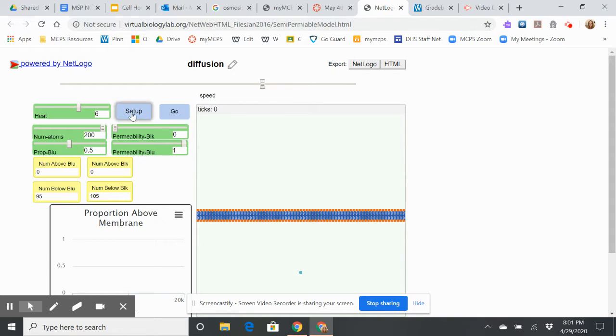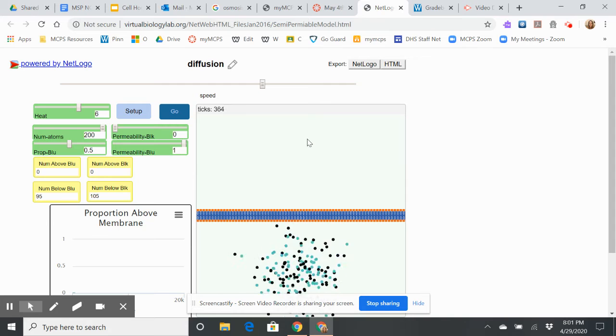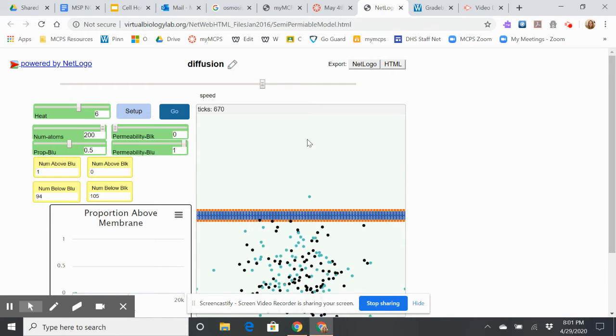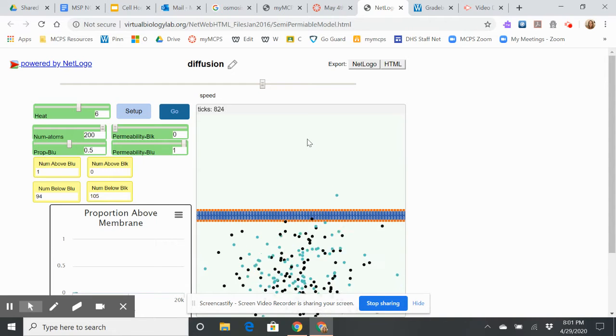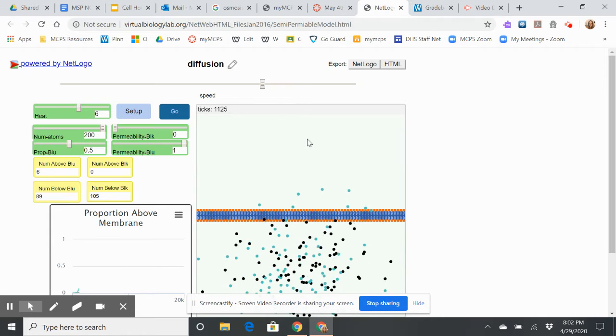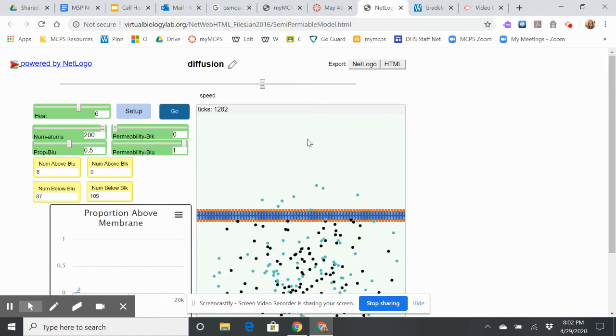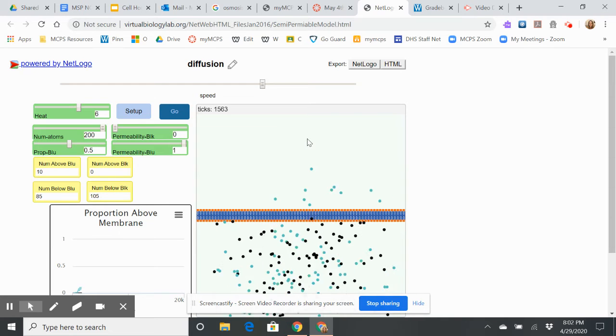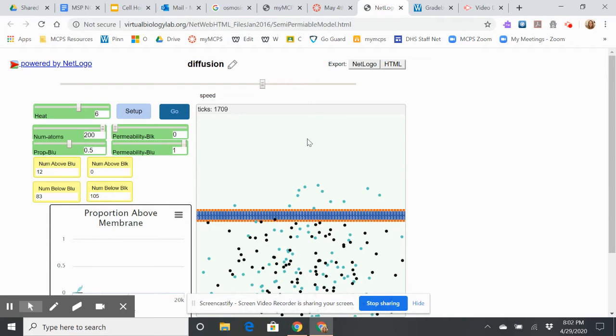So as I hit go, you notice that the molecules are hitting into each other. This is called Brownian motion, and that movement of the molecules is what causes them to spread out. Any of the blue molecules that are going to the cell membrane are able to go across all by themselves. This will happen with small uncharged molecules. They can go right across the cell membrane.